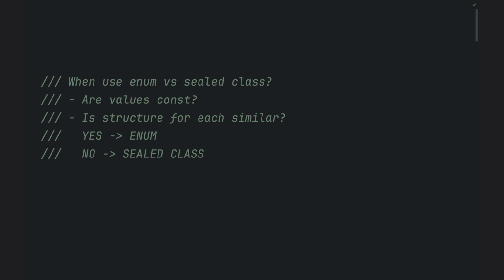Well, put simply, we just need to answer two questions. Firstly, are the values involved constant values? Meaning before the app runs, do we know exactly what those values are? And secondly, is the structure for each of those values identical or very similar? If we answer yes to both those questions, then we will use an enum. But if we answer no to any of them, so if those values are not constant, meaning only while the app is running will we know what those values are, or if the structure is drastically different for each value, then we will use a sealed class.